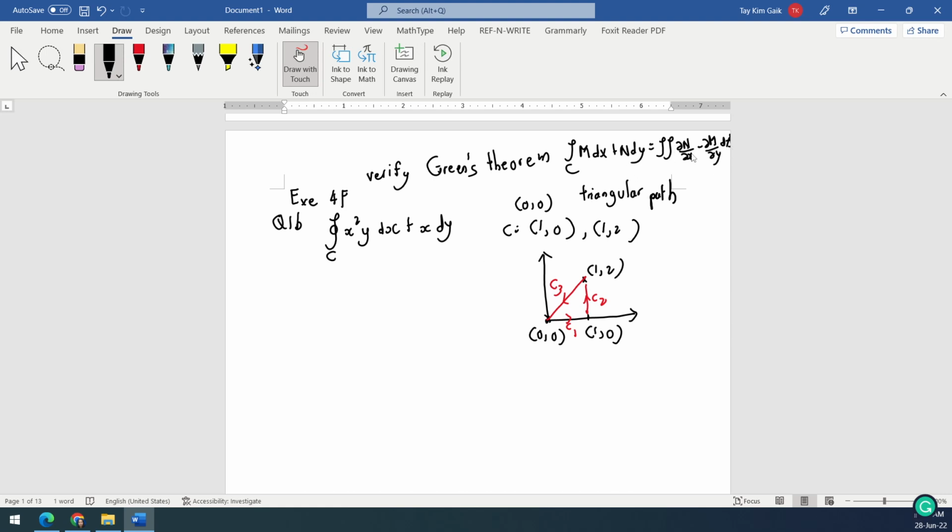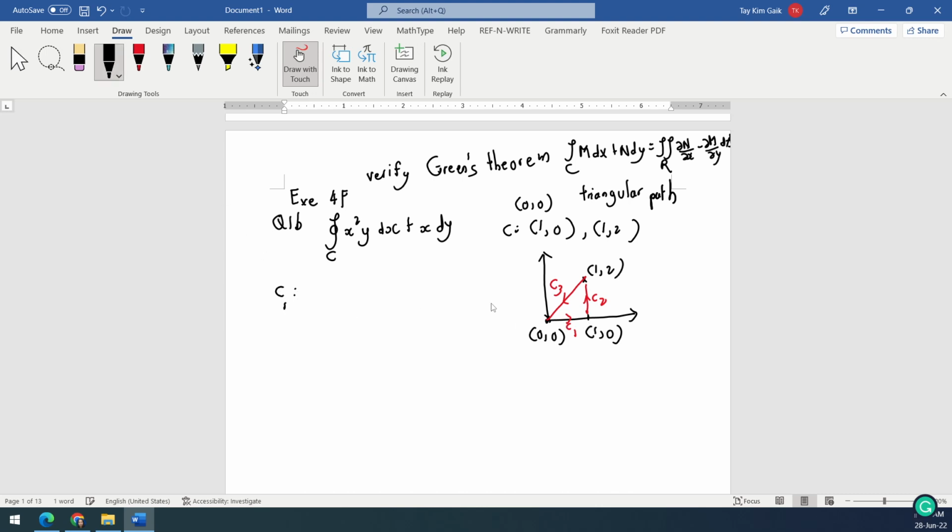So to verify Green's theorem, you have to do the line integral along C1, C2, C3, and also the double integral of (del N del x minus del M del y) dA over region R. First of all, we do the line integral. The line integral along curve C, you have to break into C1, C2, C3. So let's look at C1 first.